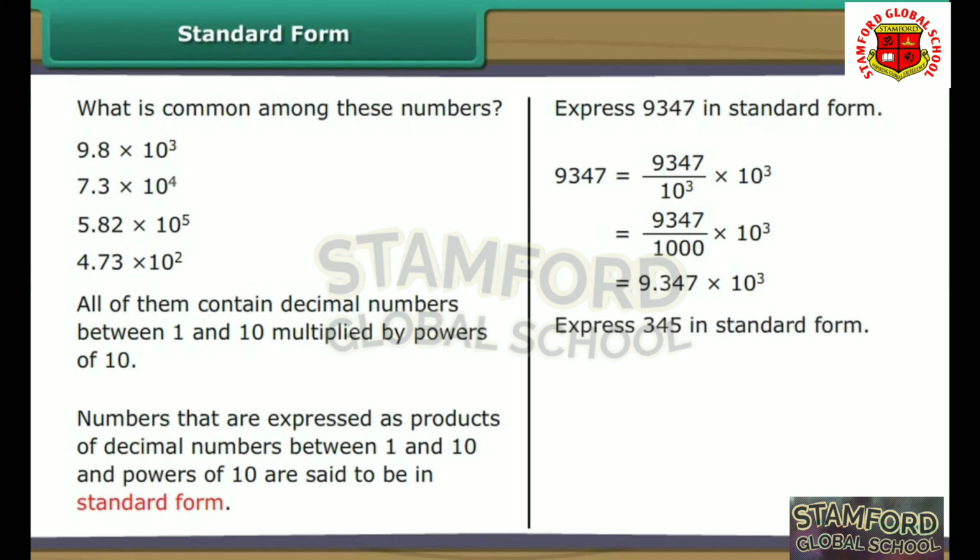Now express 345 in standard form. By simplifying it, we get 345 upon 10 square into 10 square, which is equal to 345 upon 100 into 10 square, which equals 3.45 into 10 square.